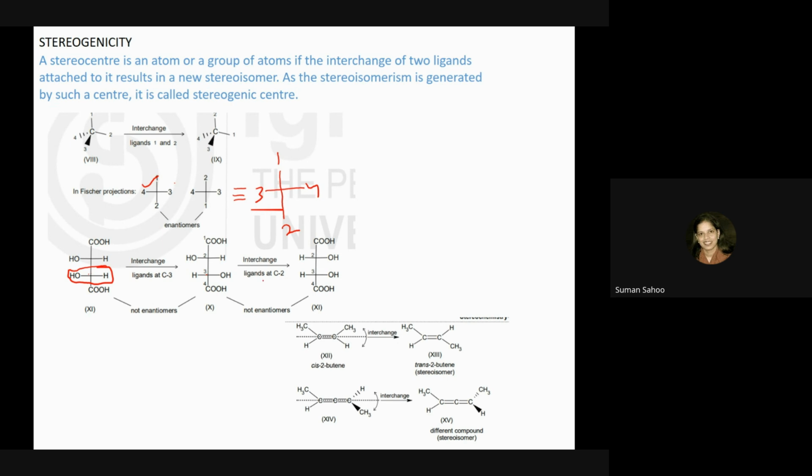Even if we exchange the ligands at carbon number 2 in this case, that is going to give you another diastereomer. They are not mirror images of each other. That gives another diastereomer, but still carbon number 2 and 3 are your stereogenic centers. Suppose in this case, in cis-2-butene, if I interchange this CH3 group and hydrogen, then we get trans-2-butene. That means you have a stereogenic axis here. That gives a different isomer.